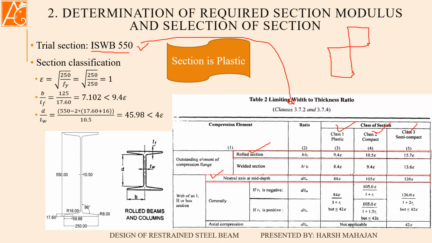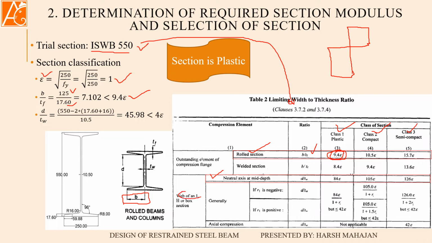Now, the ratio will be b by tf, where b is half of the width of the flange, so it is 125, and tf is 17.6. Epsilon is root of 250 divided by Fy. Our Fy is also 250, that's why epsilon is 1. And this ratio is coming less than 9.4, that's why our flange can be considered as plastic.